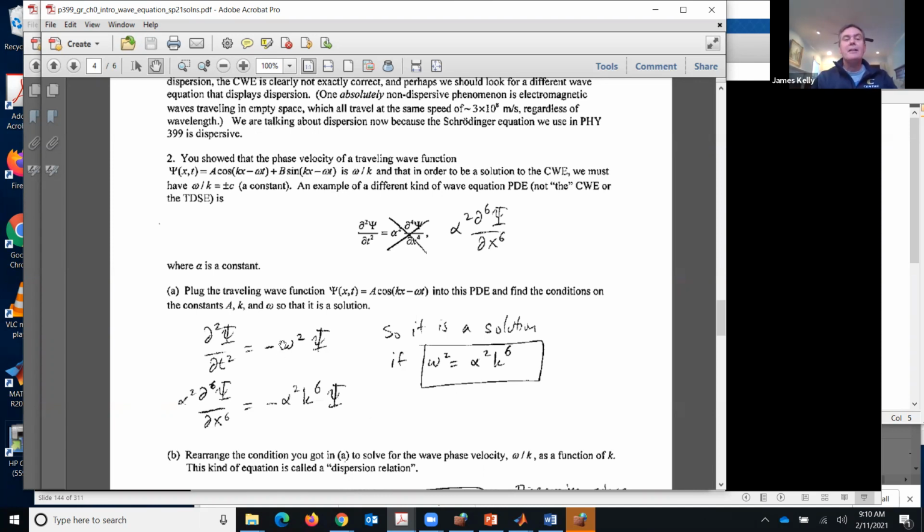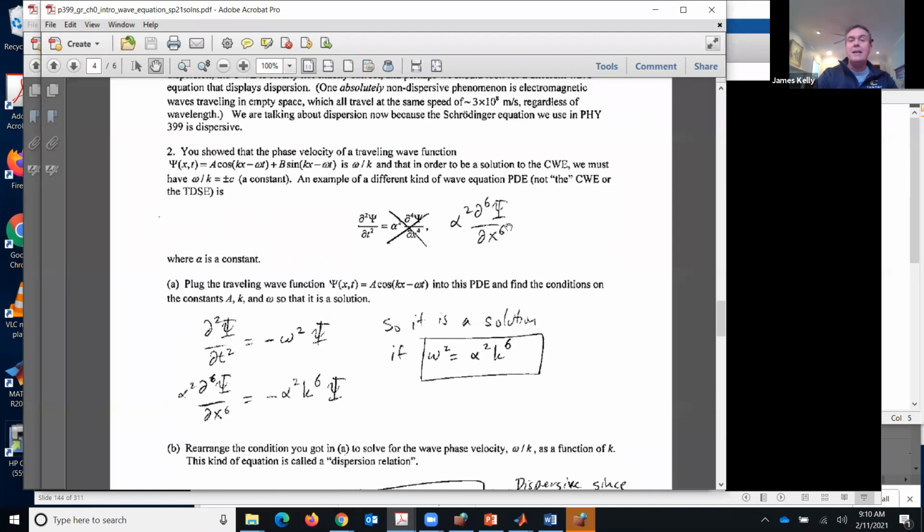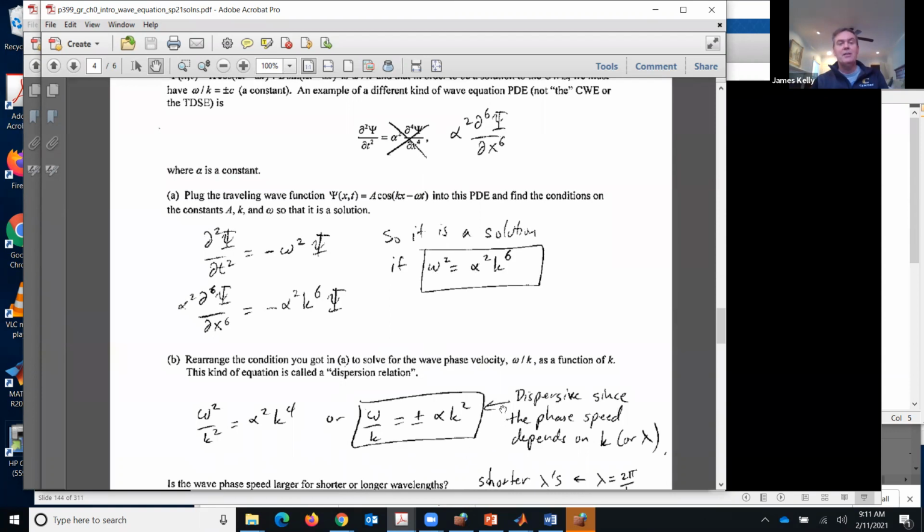So if the left-hand side and the right-hand side are going to be equal, in other words, if it's going to satisfy this other wave equation that I've just made up here, we're going to have to require that omega squared equals alpha squared times k to the sixth. And that is a dispersion relation. It's a relationship between omega and k. And in order to think of it in terms of phase speeds, conventionally, we usually solve for omega over k. This is still a dispersion relation, but it makes more sense to us in terms of wave speeds if we solve for omega over k.